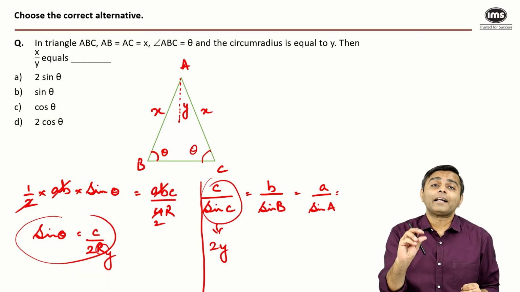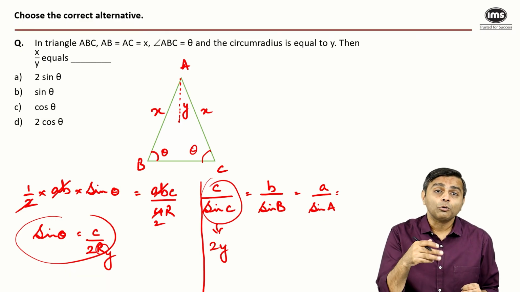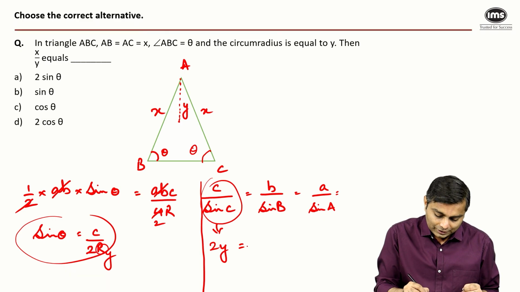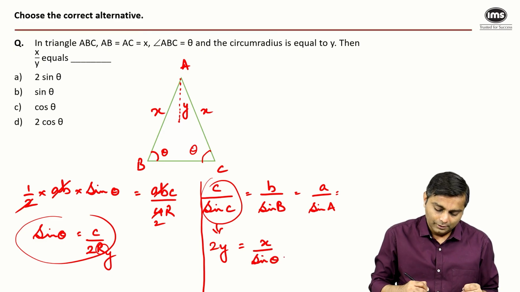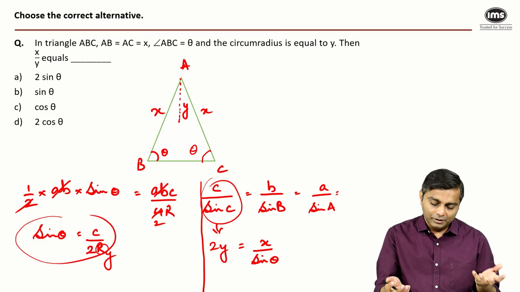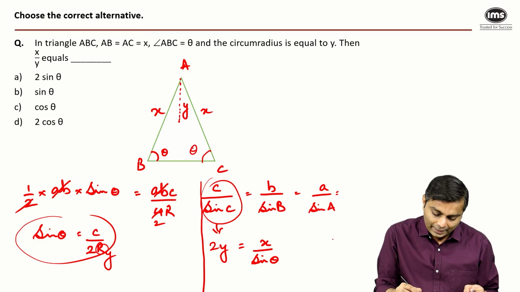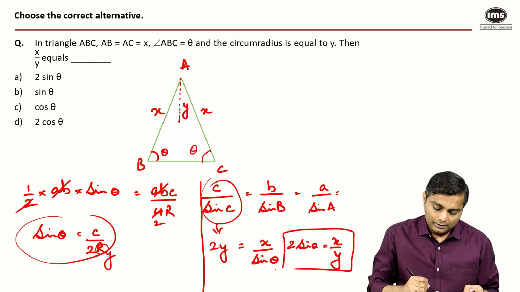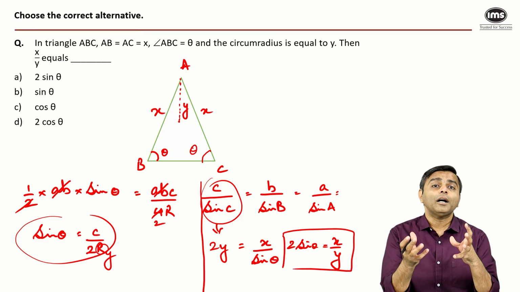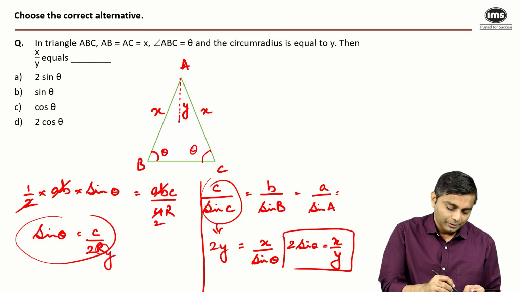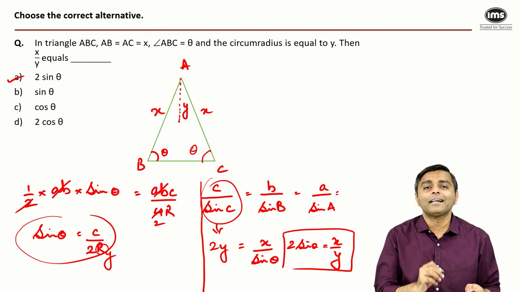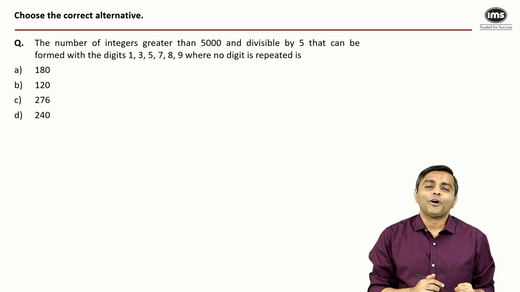And now I can write the same in terms of x because I now know the side also. So, this is nothing but x upon sine theta. Correct? So now it's pretty simple. I'll write x upon y to give me 2 times sine theta. Once you understand the connection, it is pretty simple. We are going to say option A is our answer here. Moving on to the next question.